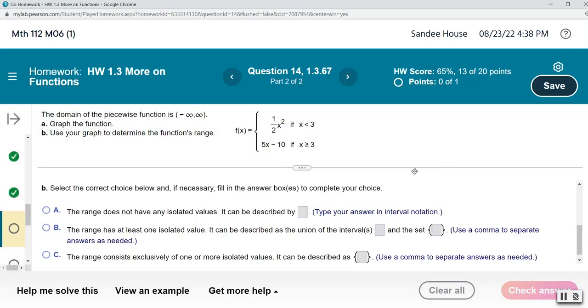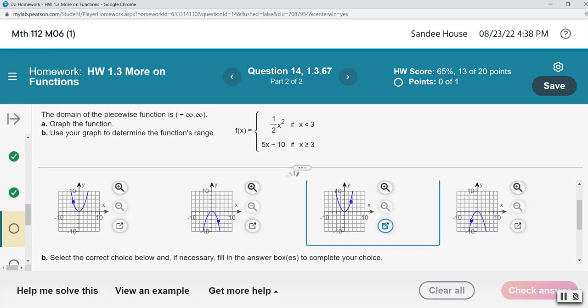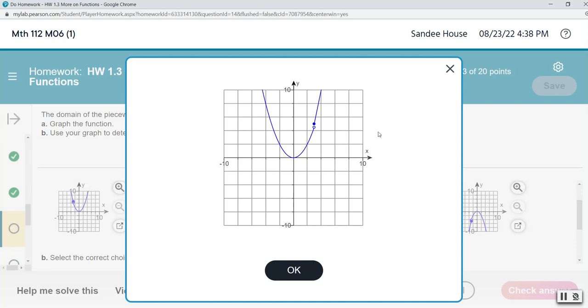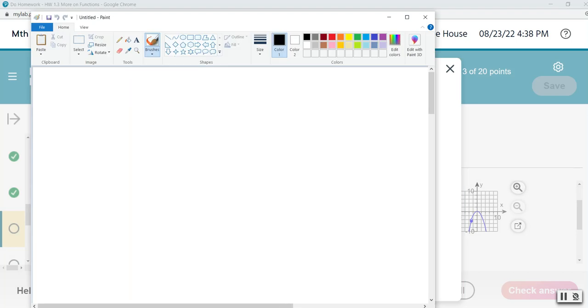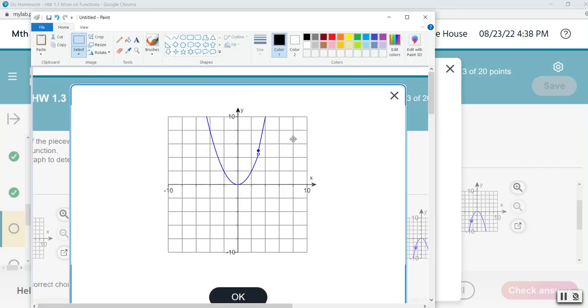Now it says, how do we find the range? Okay, we've got to go back and look at our graph, and that's how we're going to find it. The range is every y value that gets touched. That's this axis. Okay. Let's take this graph over into Paint where I can draw on it. The range is every y value that gets touched.